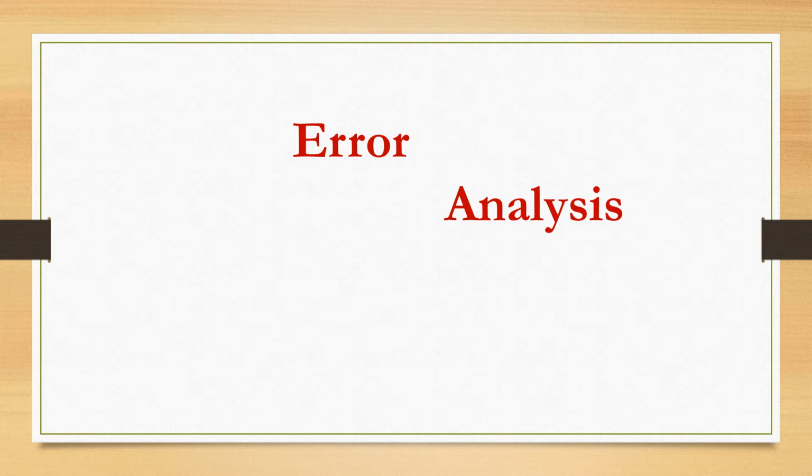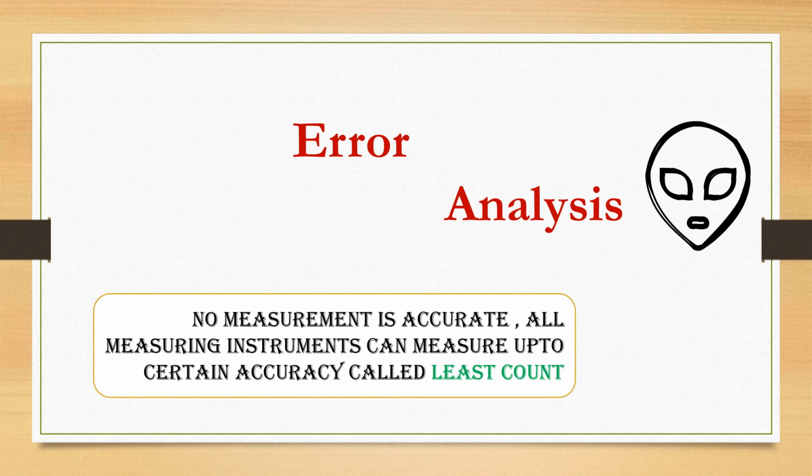Today's topic is error analysis. Note the point that no measurement is accurate, because all measuring instruments can measure only up to a certain minimum value. Below that minimum value it cannot measure accurately. That minimum value is called the least count.